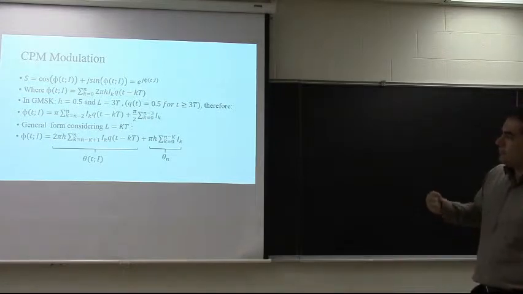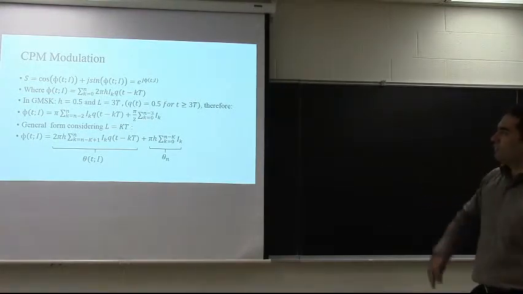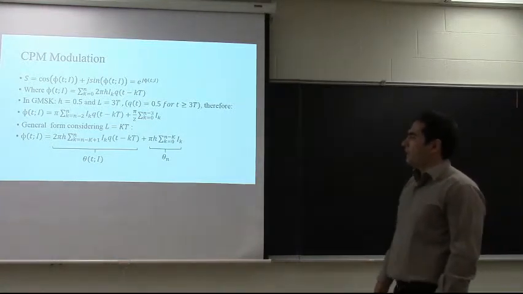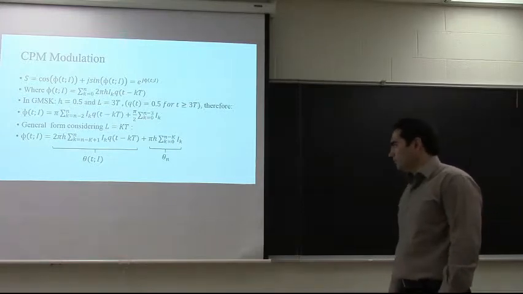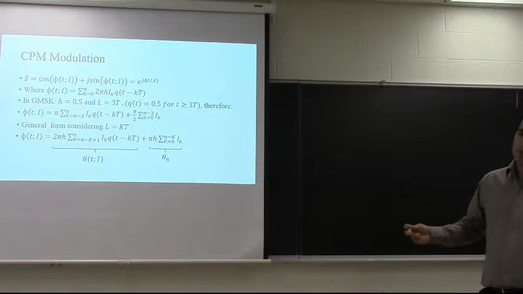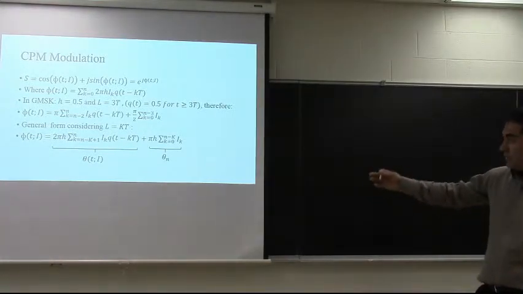But let me give you a general form for consideration of the CPM modulation. When L is uppercase K times T, K could be 1, 2. In your book you have an example of the CPM receiver for K equal to 2. Here for the GMSK, K is equal to 3.